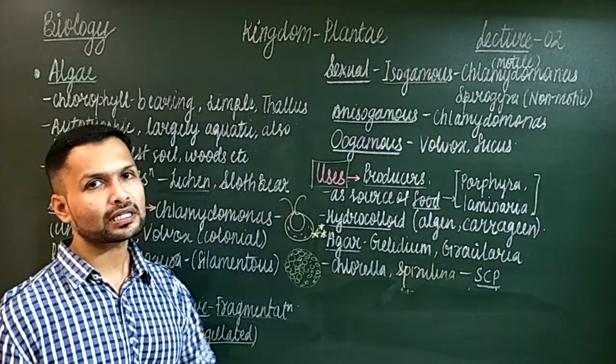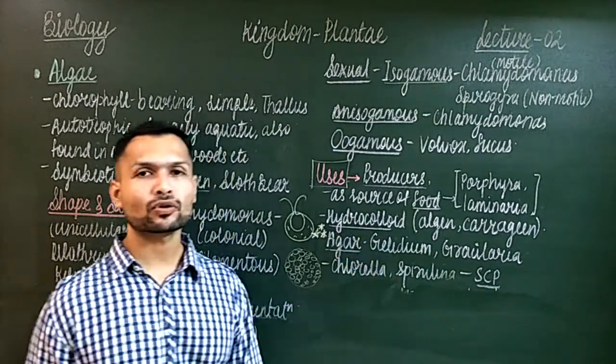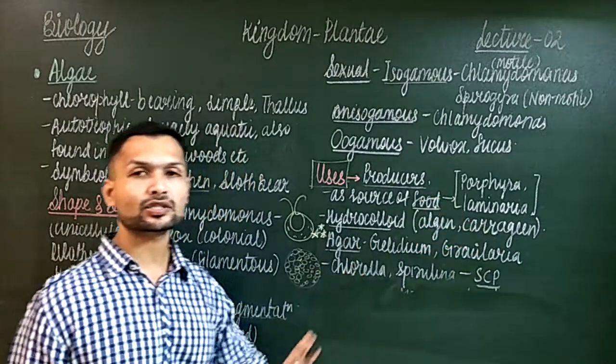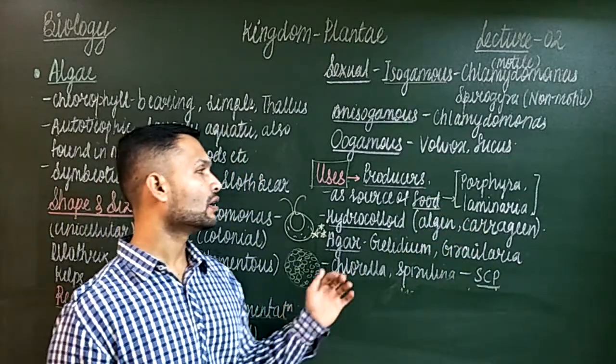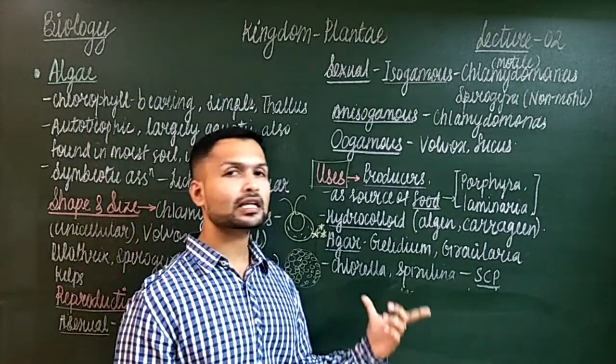Even these two are also important. Which two carbohydrates derived from algae, brown and red algae, can be used as hydrocolloids? So that is algae. Or they might give this and they might ask you the uses of carrageen. Okay. And the last but not the least is chlorella and spirulina.